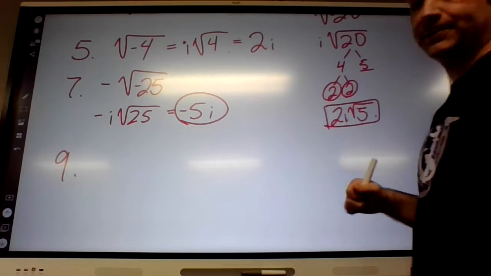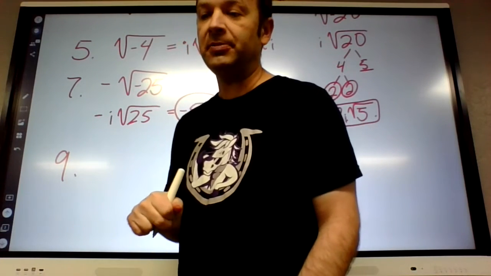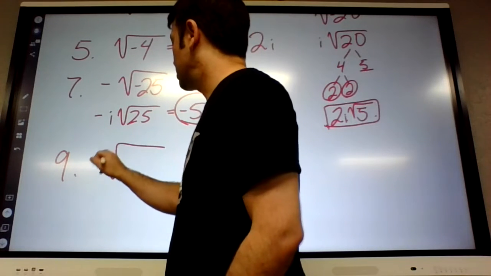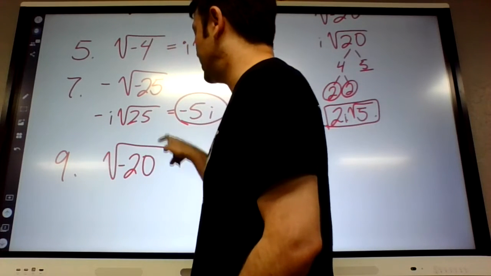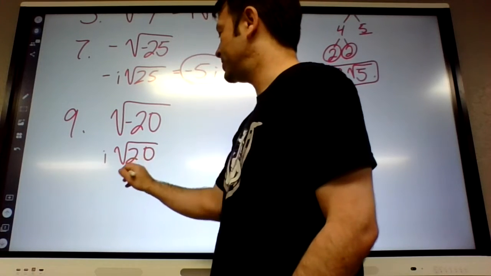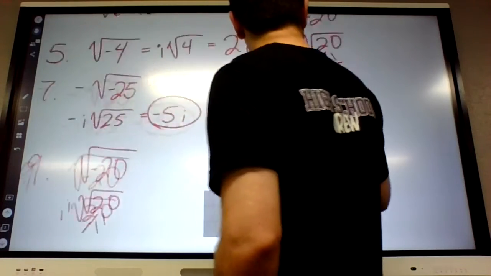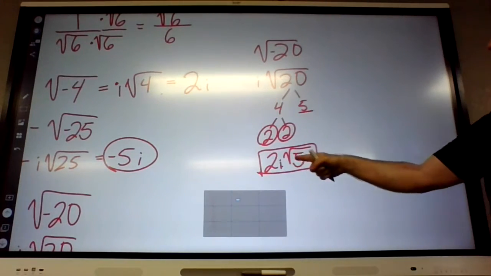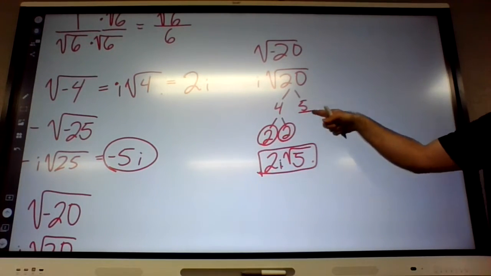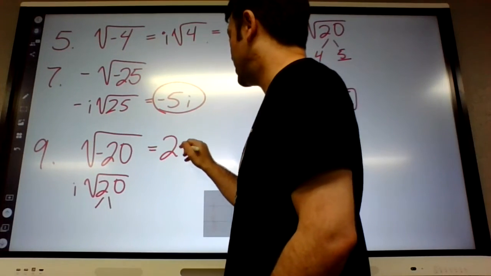All right, number 9. Oh, I accidentally did number 9. Okay, you guys got lucky. So the I comes out, and then square root of 20. You guys remember what it was? It's still right there, isn't it? I guess I'm not going to do it again. Square root of 20, that was our first example, is 2 square root of 5. So the answer is 2i square root of 5.